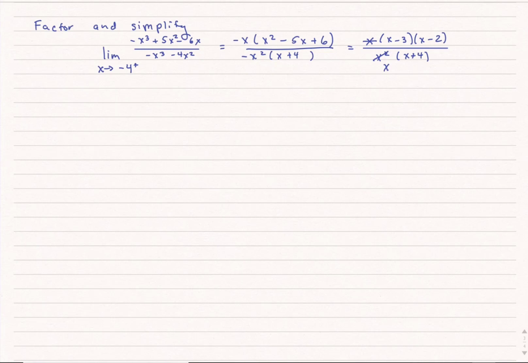Now, when x goes to negative 4 from the right-hand side, again, that would be something like x equaling negative 3.99.